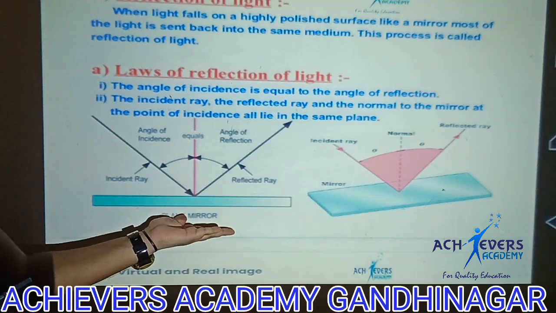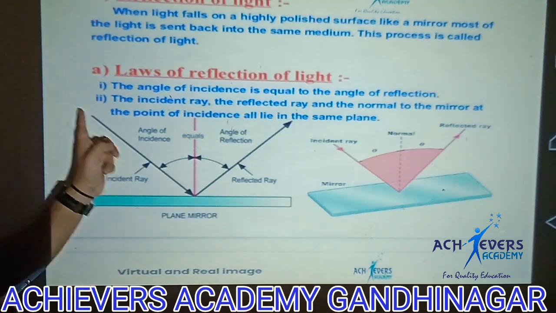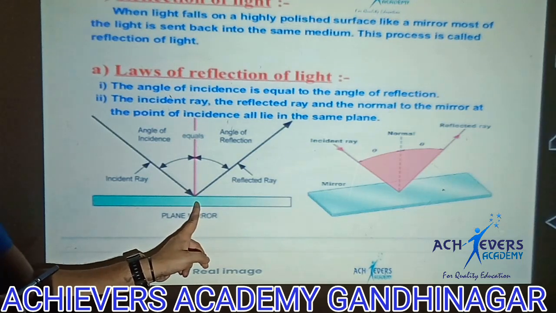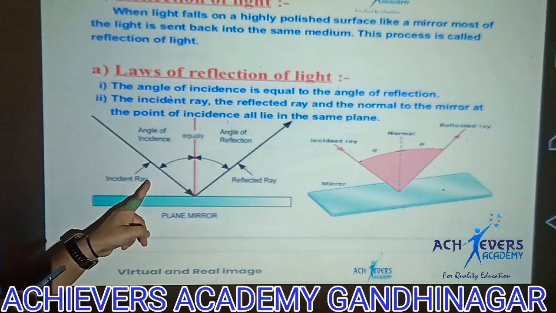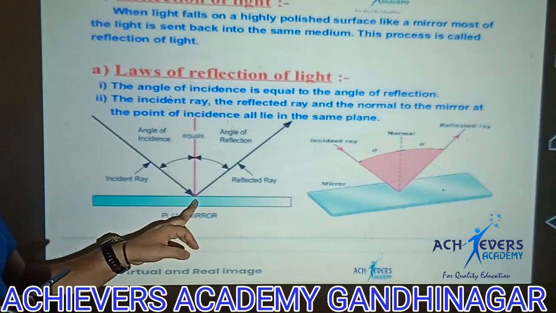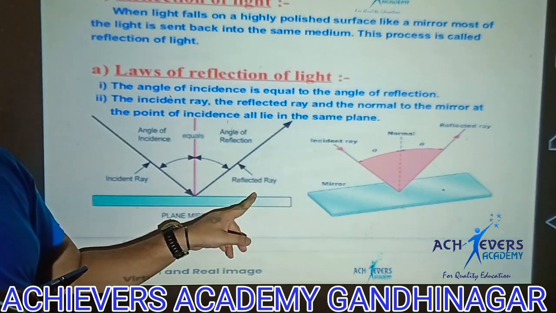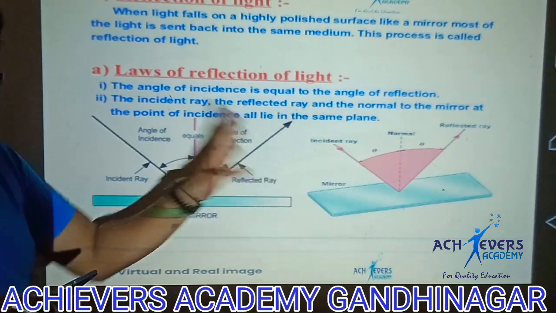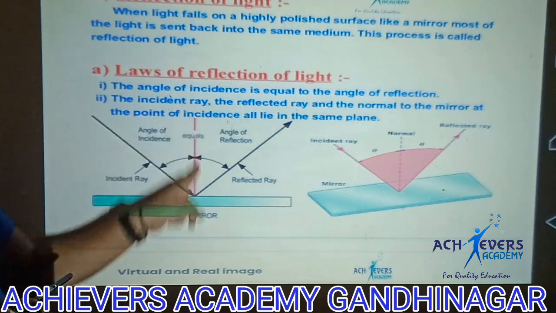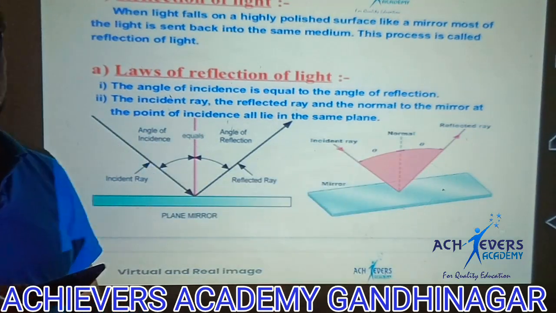We have a plane mirror diagram. Let's try to understand this first. This is the light that is coming to the plane mirror. The ray that is coming to the plane mirror, what do we call that ray? Incident ray. The ray that is bouncing back after striking this surface is known as the reflected ray. And this red line, generally we draw this with a dotted line. This is known as the normal.